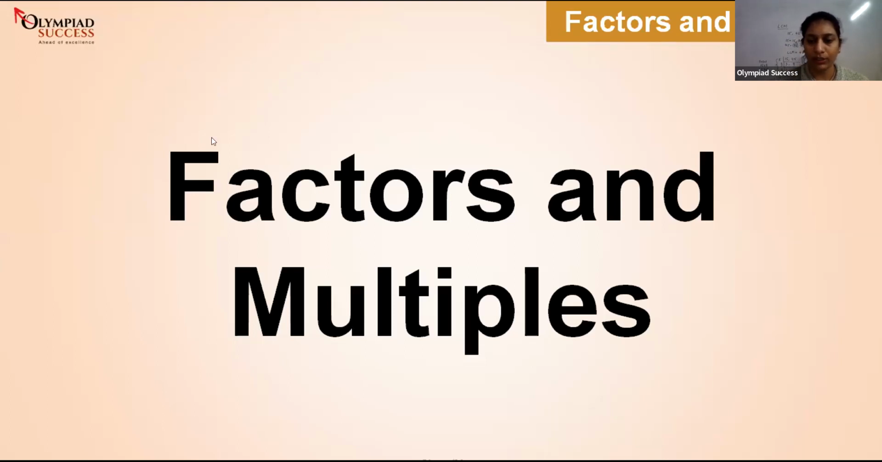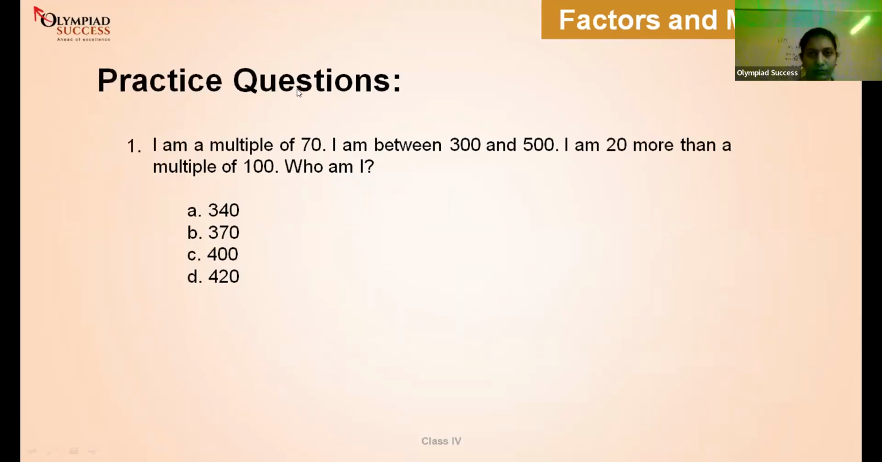Okay. First question. Yes. Good. I am a multiple of 70. I am between 300 and 500. I am 20 more than a multiple of 100. Who am I?